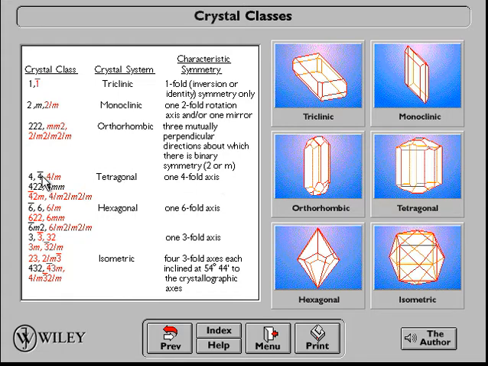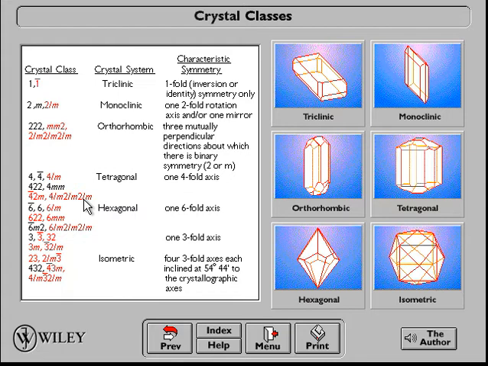So, and here we have even more crystal classes. We have 4 over m, then we have 422, we have 4mm, we have 4 over 2m, 4 over m 2 over m 2 over m. So we have here a lot of possibilities.